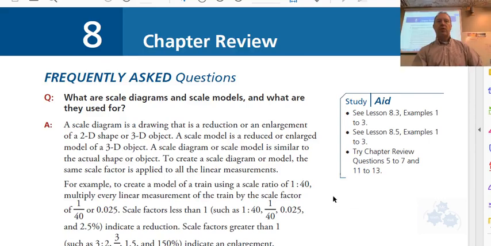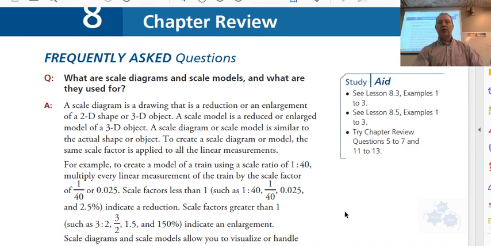So in Foundations Math 20, Chapter 8, let's go over the frequently asked questions, kind of like our review here. So what did we do this chapter? Well, if we go all the way back to the beginning of the chapter, what we first started talking about was what are scale diagrams, scale models, and what are they used for?